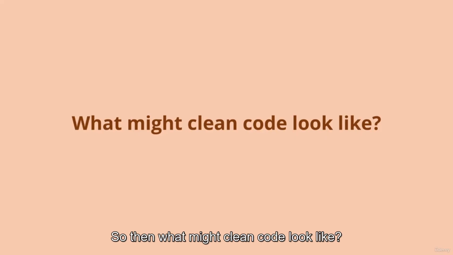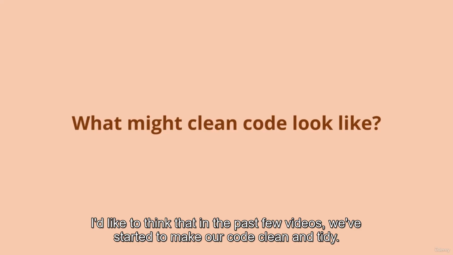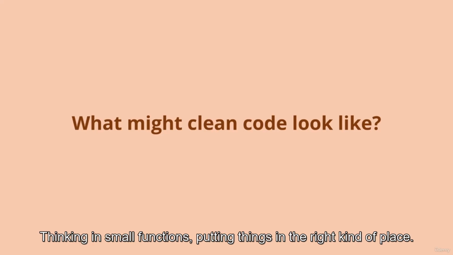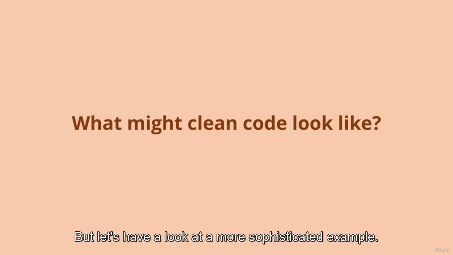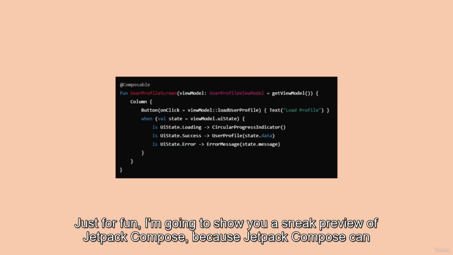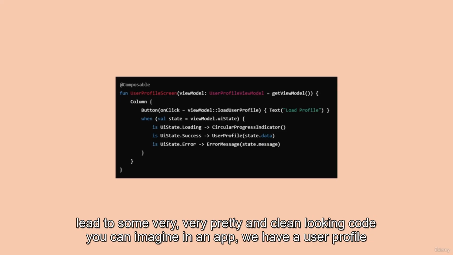So then what might clean code look like? I'd like to think that in the past few videos we've started to make our code clean and tidy, thinking in small functions, putting things in the right kind of place, but let's have a look at a more sophisticated example. Just for fun, I'm going to show you a sneak preview of Jetpack Compose, because Jetpack Compose can lead to some very pretty and clean looking code.